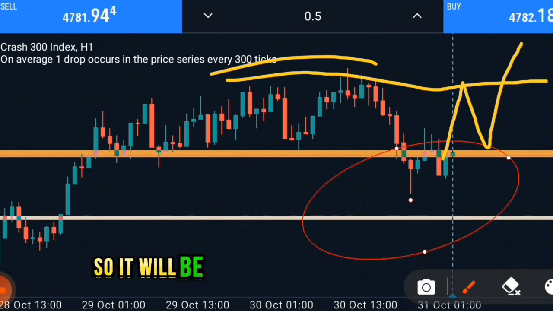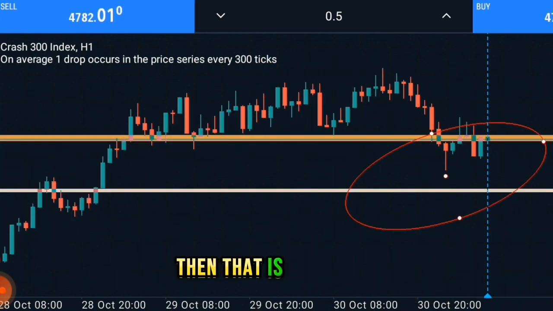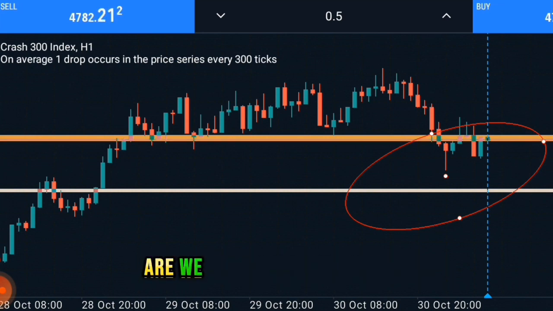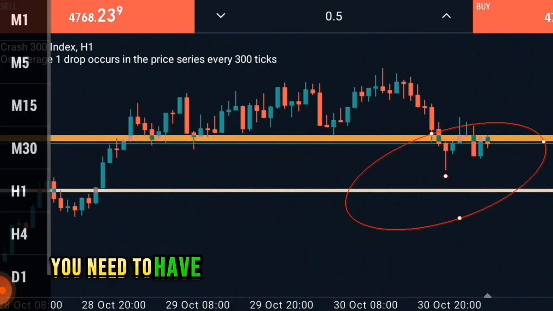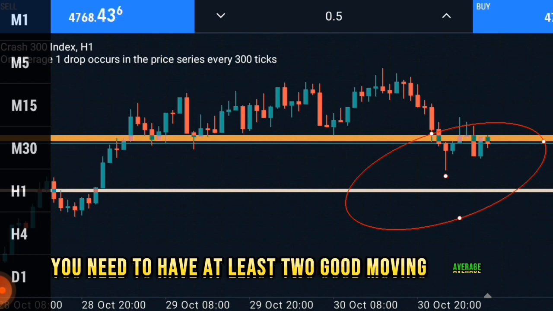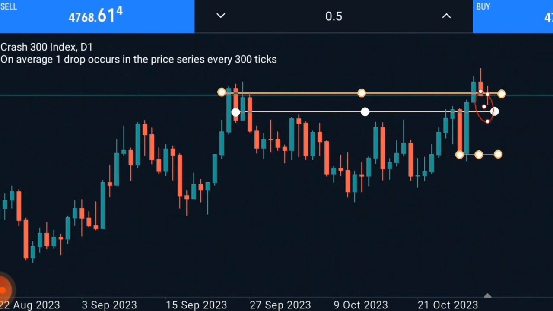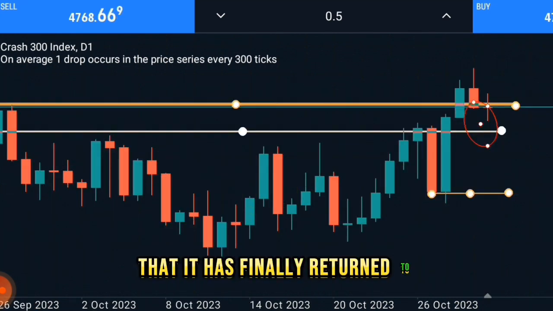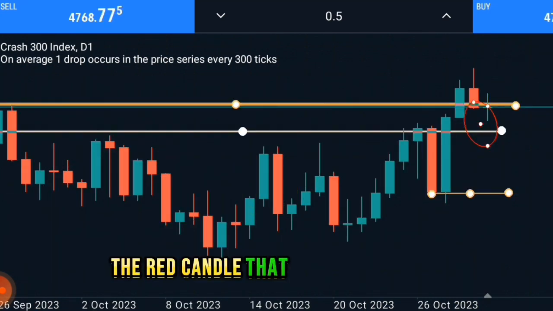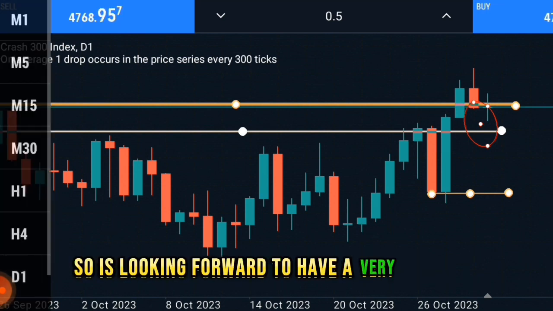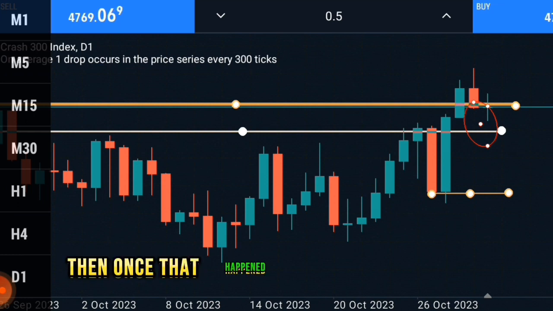Once you have seen this, that is where the moving average will be needed. So what type of moving average are we expecting to have here? You need to have at least 2 good moving averages. But let me just show you something now. Let's see the D candle. Can you see that it has finally returned to the red candle that is supposed to be, though it has shifted again? So it's looking forward to having a very big spike. Once that happens, it will help you to shift a little bit.